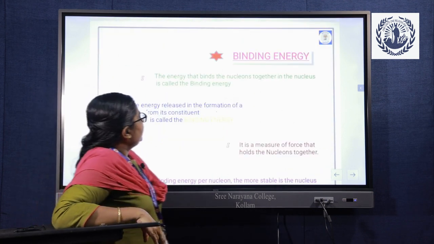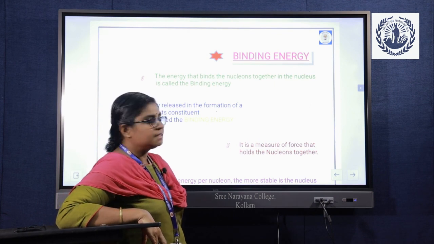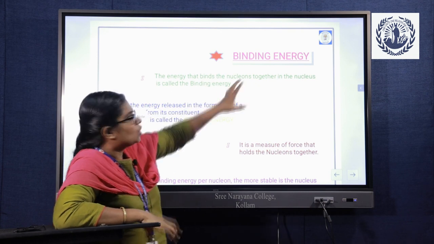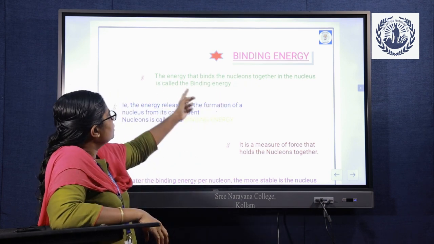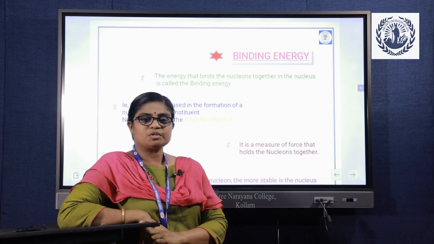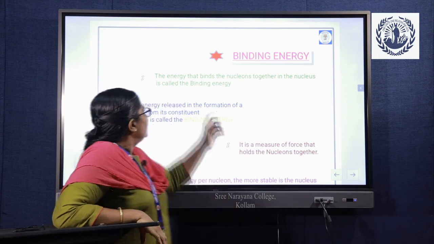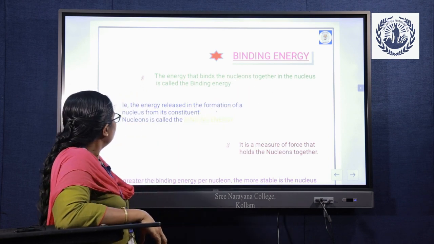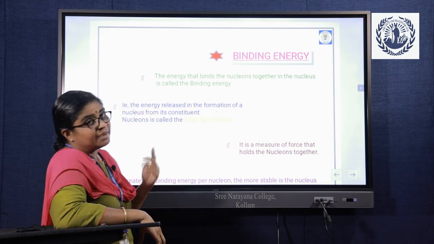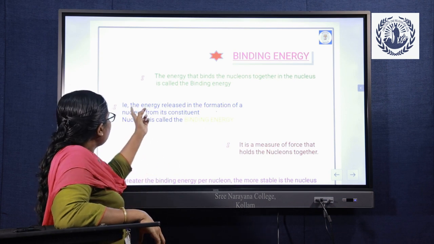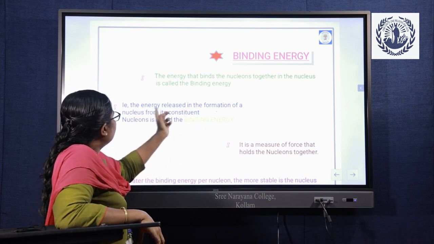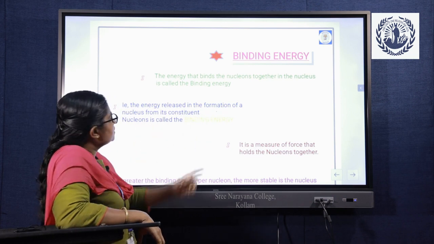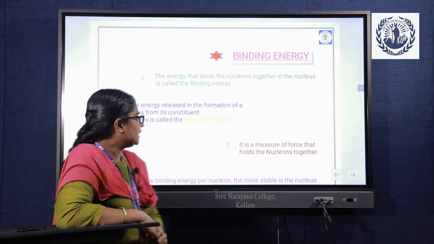Now, coming to binding energy. What is meant by binding energy? This is the definition of binding energy. The energy that binds nucleons together in the nucleus is called binding energy. Nucleons means protons and neutrons. In other words, binding energy is the energy released in the formation of a nucleus from its constituent nucleons.